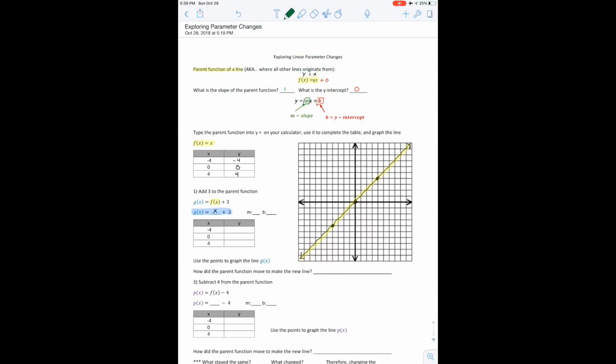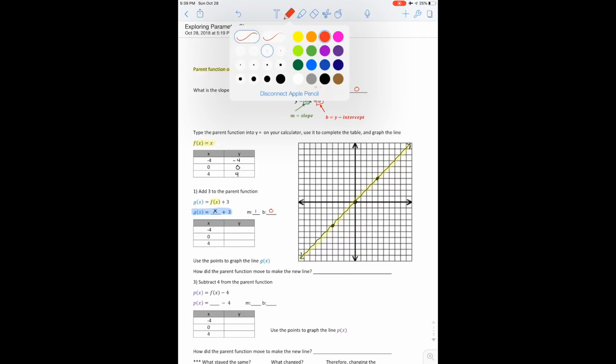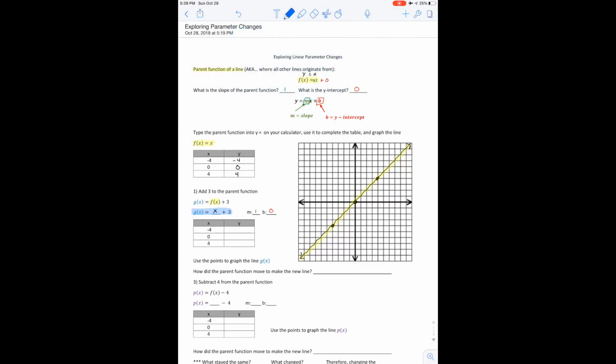So the number in front of x is a 1, and our y-intercept is 0. So again, I'm going to go to y equals, I'm going to type in my new equation, which is x plus 3. I'm going to write down the points from that to help me graph. So when x is -4, we have -1. When x is 0, the y value is 3, and when x is 4, the y value is 7. So I'm going to go ahead and graph those.